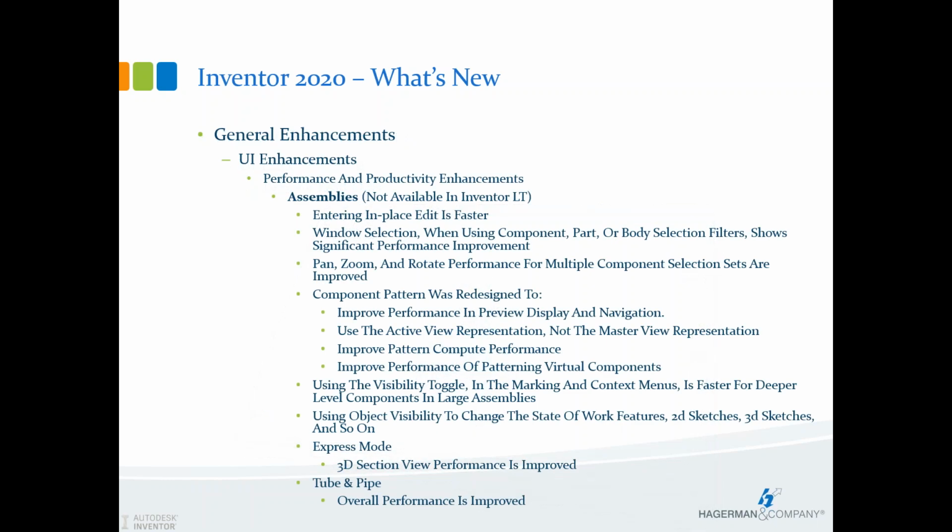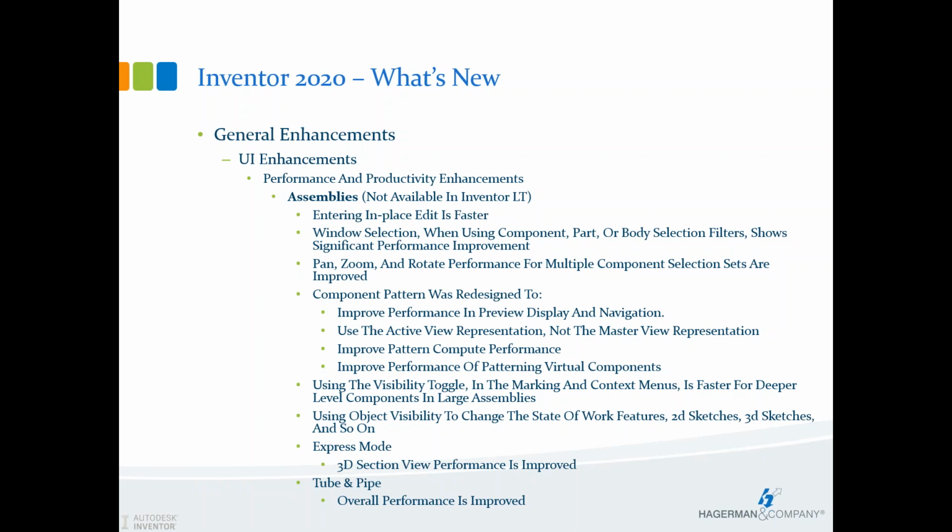So some overall UI enhancements. We'll look at the assembly side first here. Does not include Inventor LT for assemblies, but entering the in-place editing environment, just double-clicking on a file to edit a sub-assembly inside of an assembly, 4, 5, 6 times faster, depending on the size of the assembly. Window selections, when using the body selection filters for components, parts, that is significantly improved. Pan, zoom, rotate, zooming in, zooming out with selection sets. You've got multiple files selected. If you're using a 3D mouse, it's just getting so much faster.